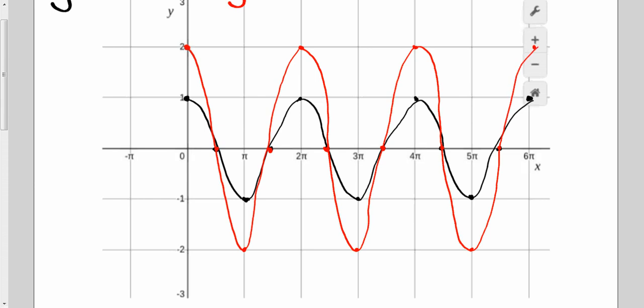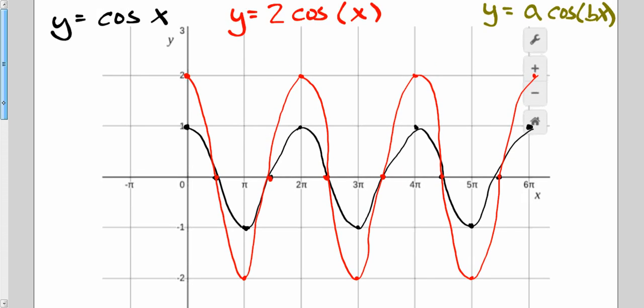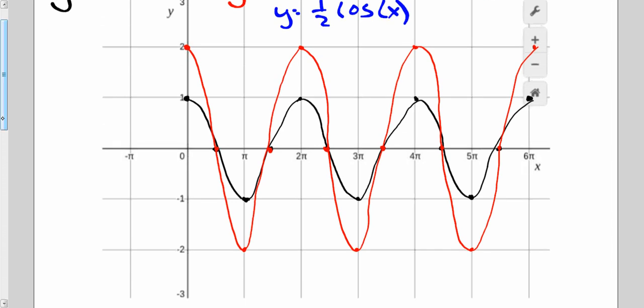There we go. And there you have y equals 2 times the cosine of x. Now, if I want to do something that looks a little bit different, let's say I want to do y equals 1/2 cosine of x. What's that going to do? Well, it should take everything that you got and make it 1/2 of that.